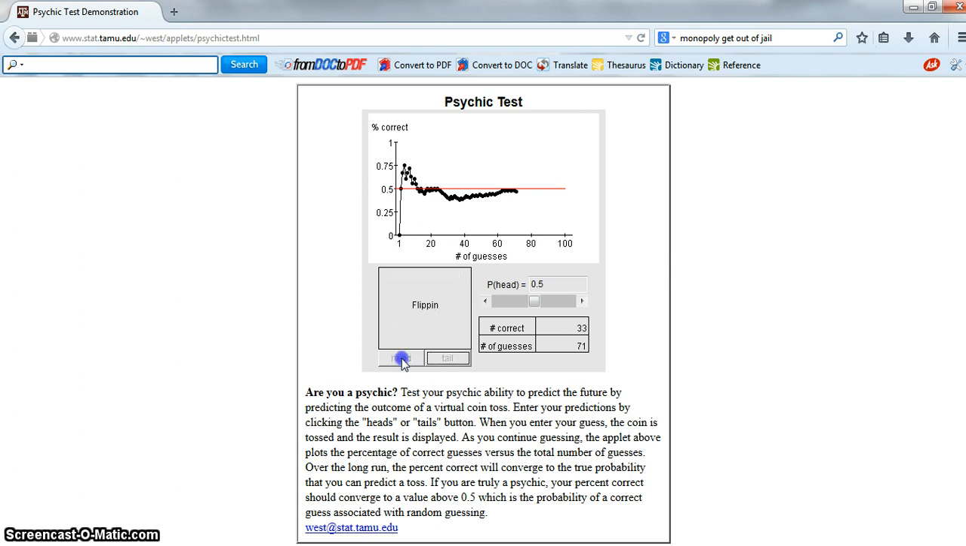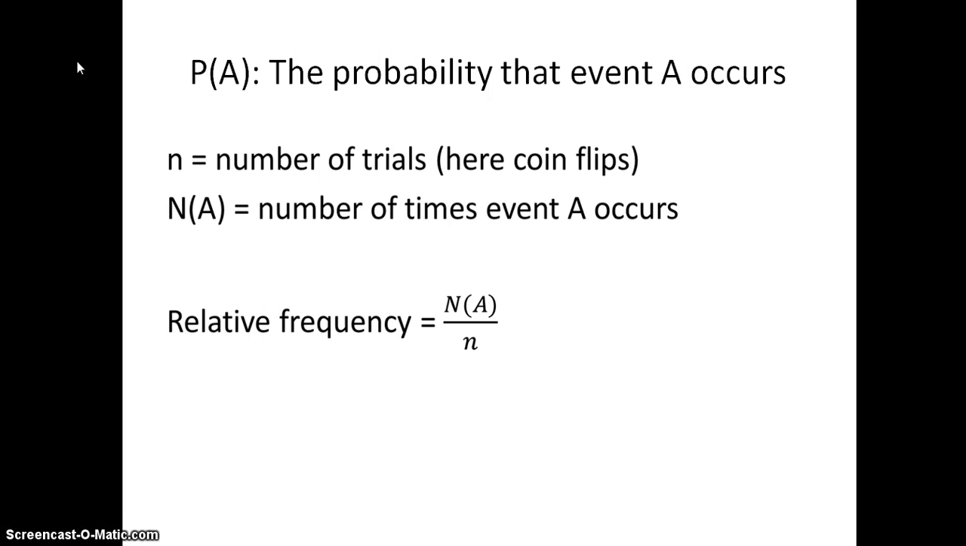Okay, so we can think of probability as the long-term relative frequency. If we were to increase the number of trials without bound, so go out to an infinite number of trials, just keep doing this forever, that long-term relative frequency of the event occurring can be thought of as the probability that the event will occur. So now we have this idea that the probability is the long-term relative frequency of an event occurring.